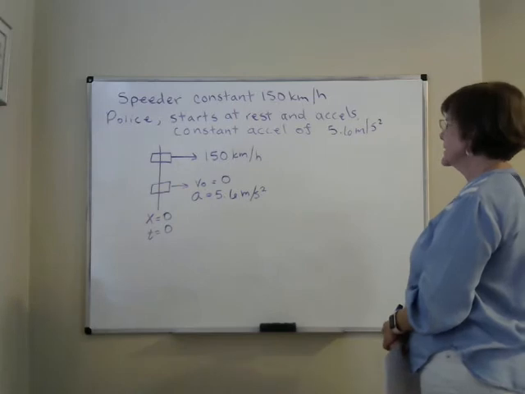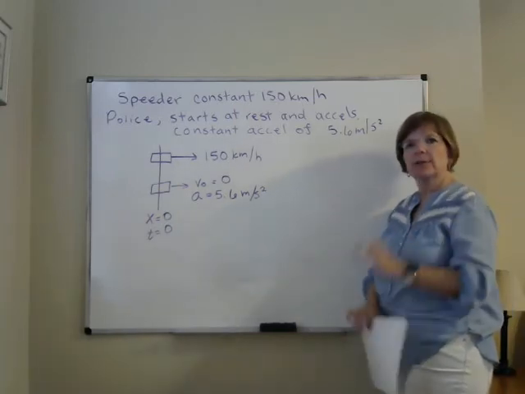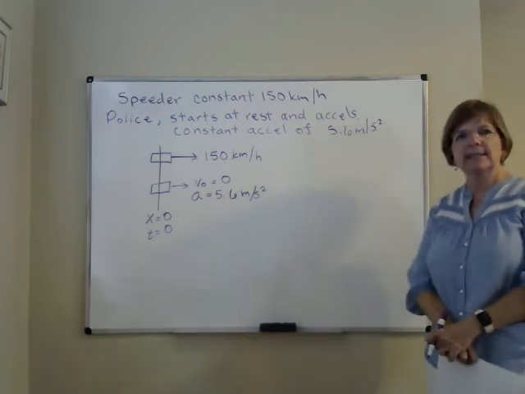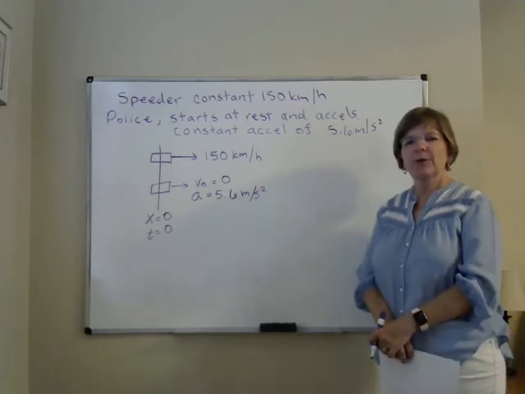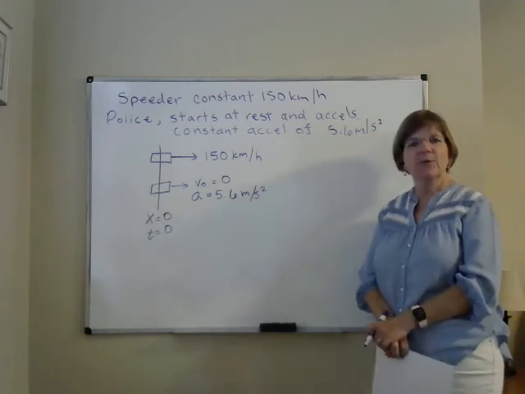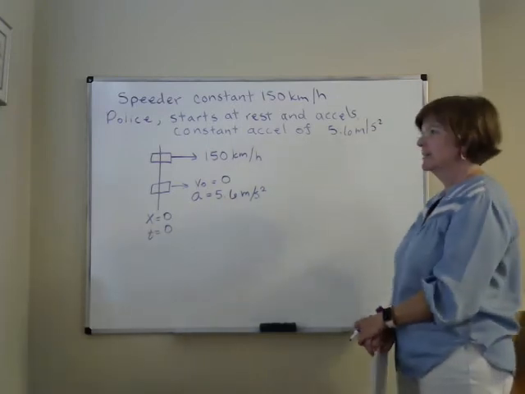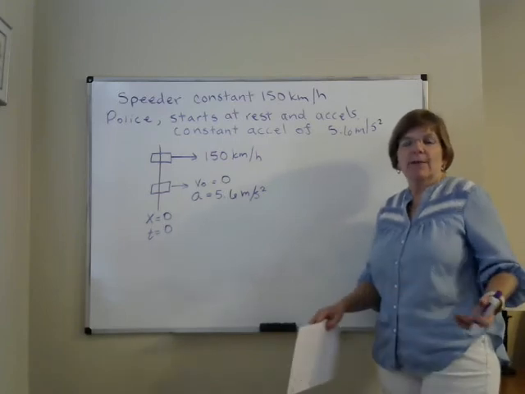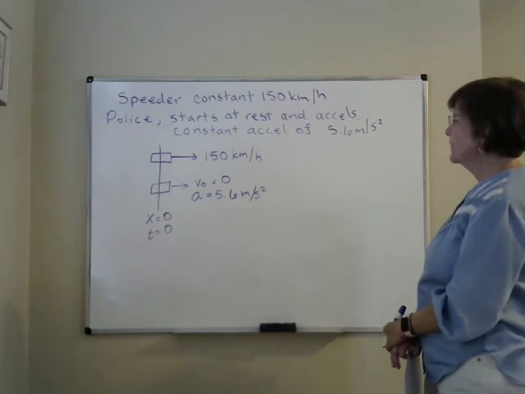Our question is, how long will it take for the police officer to catch the speeder, assuming that the speeder does not speed up or slow down? That's kind of unrealistic. People tend to either speed up when a police officer comes after them, to see if they can get away, or slow down and pull over. We're going to assume he keeps going at a constant speed and doesn't realize he's being chased by the police officer till the police officer actually catches up with him.